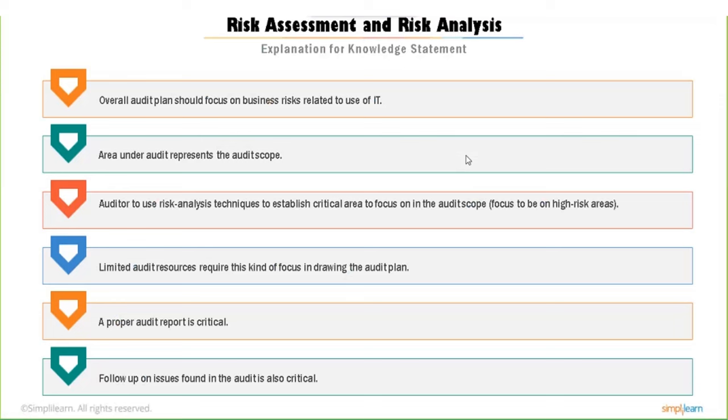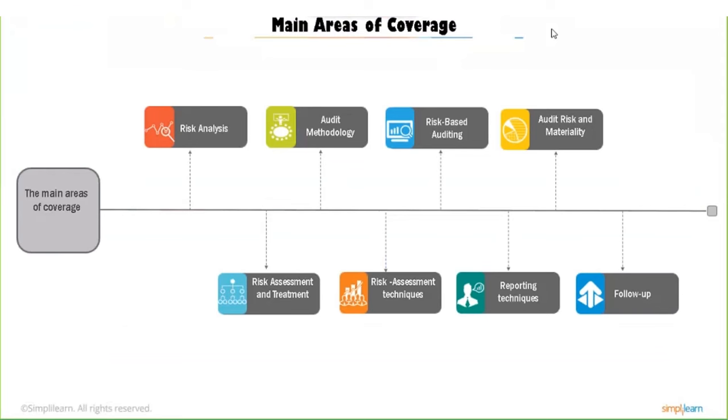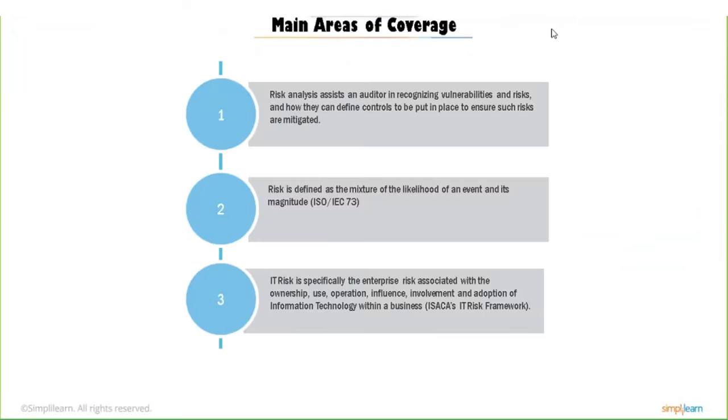The main advantage of this is that the controls and the security that you're applying are in accordance with the level of importance and security. Under this, we will be covering risk analysis, audit methodology, and risk-based auditing. I've just told you that first you do the risk assessment, and then on the basis of the risk assessment you apply the controls and give importance to auditing. We'll also cover risk assessment and treatment, and reporting techniques, follow-up. So these are the things that we'll be covering in this domain. Very, very important one, and an easy one, not a tough one. So you don't need to worry about that.